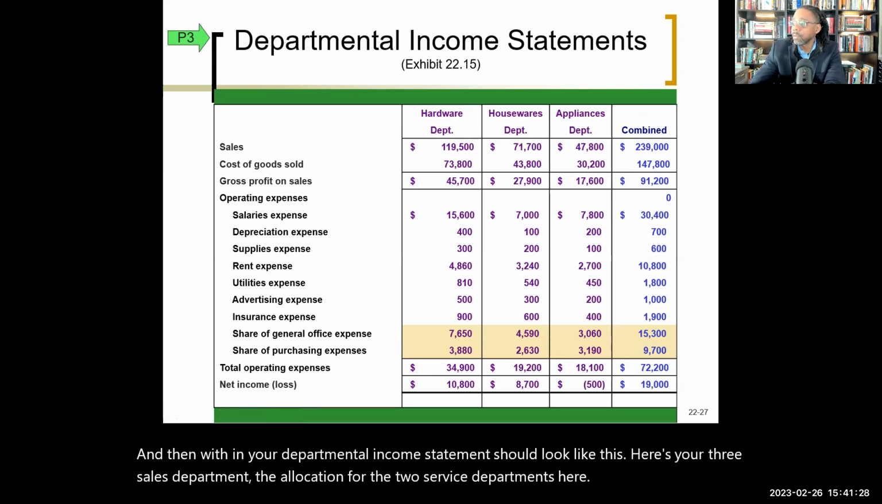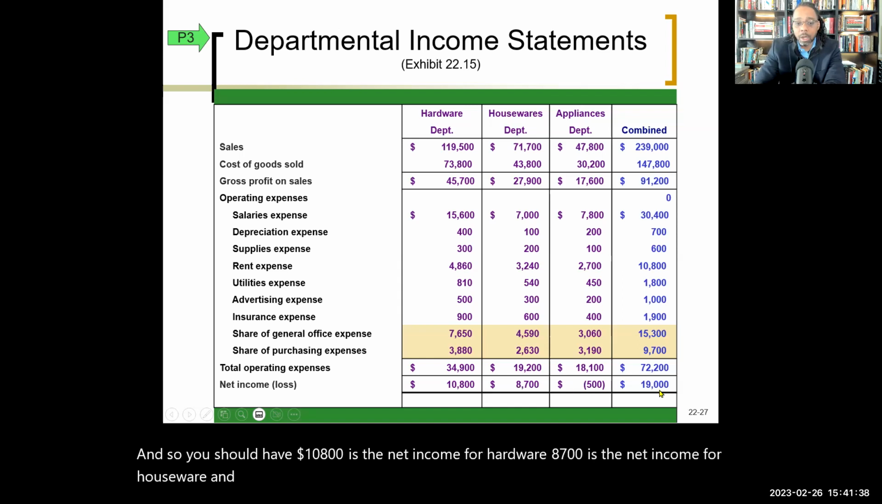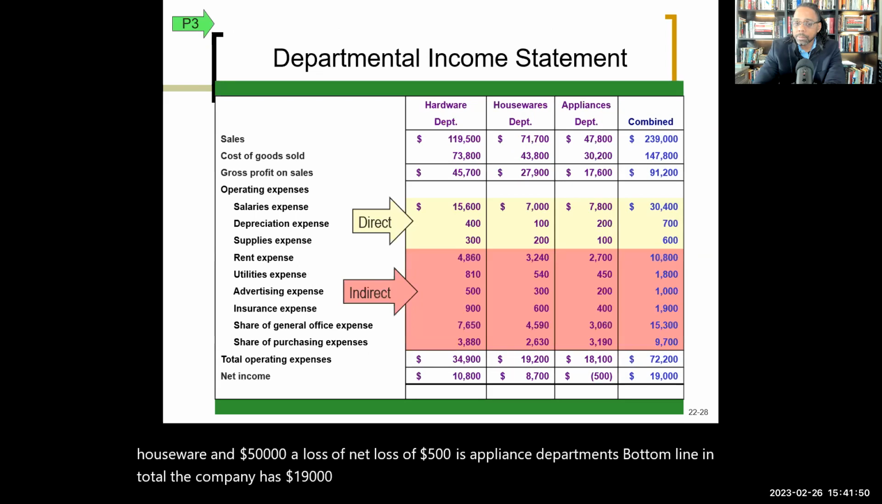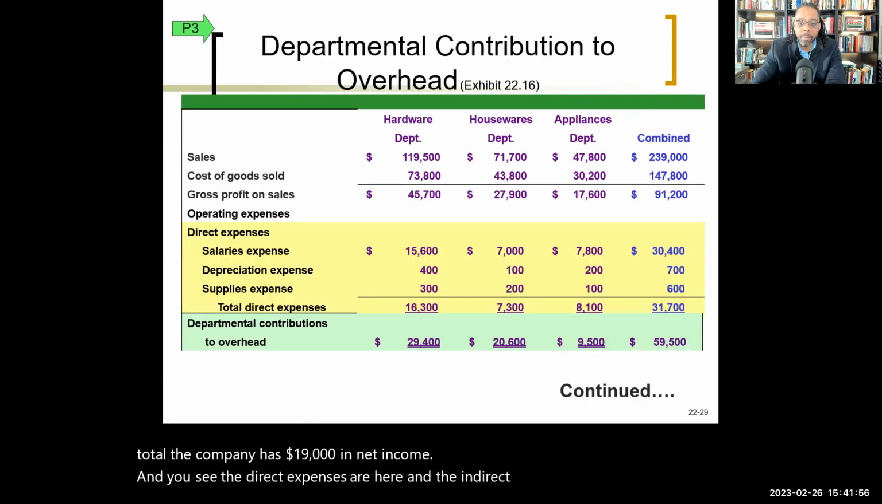And so you should have $10,800 is the net income for hardware, $8,700 is the net income for houseware, and a net loss of $500 is appliance department's bottom line. In total, the company has $19,000 in net income. And you see the direct expenses are here, and the indirect expenses come second.